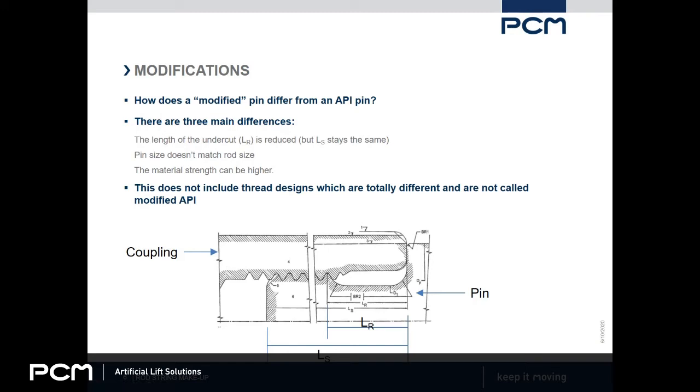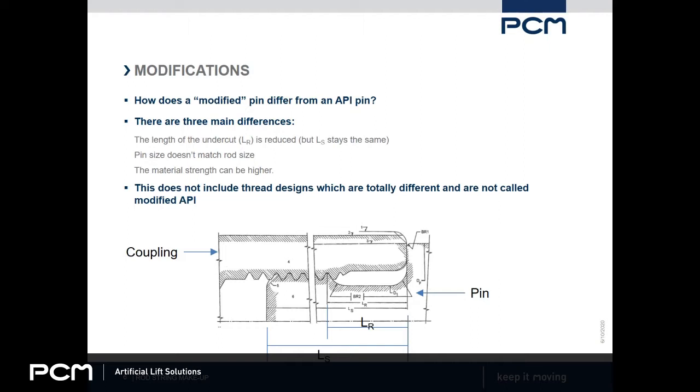Depending on the size of the connection, whether it's 7/8, 1 inch or 1 1/8, you'll probably get between 2 to 4 or 5 more threads engaged with the reduced undercut and more threads. So more threads means you're less likely to see things like stripped threads because there's more shear area there.